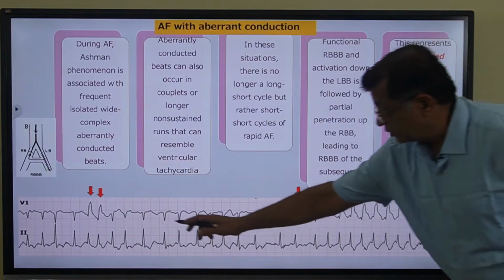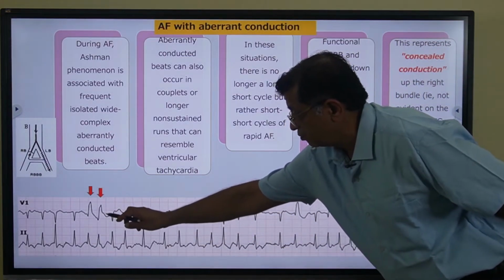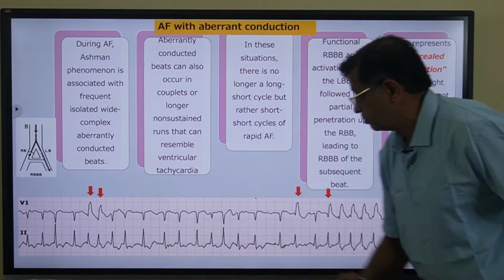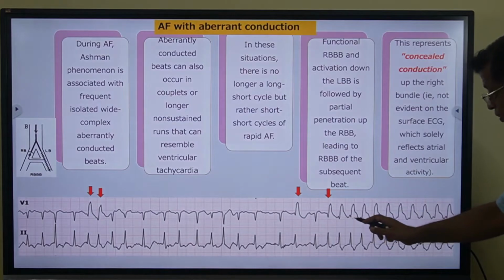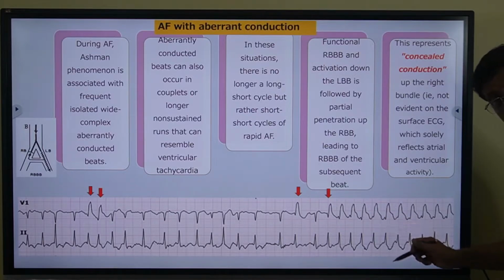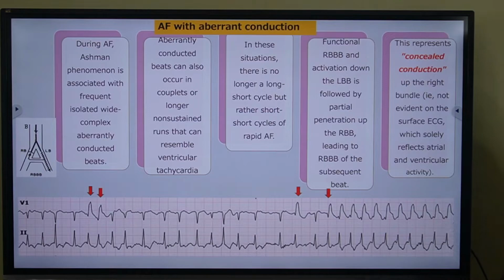So if you look at this ECG, these are the beats due to Ashman phenomenon. These are the right bundle branch block, and suddenly now you see a regular wide complex tachycardia. So this is not VT, but this is RBBB due to concealed conduction, right?